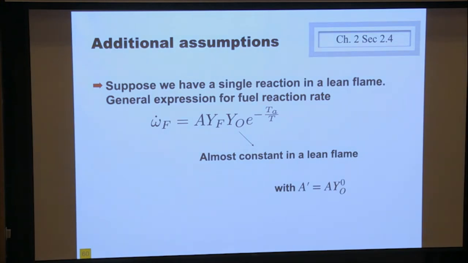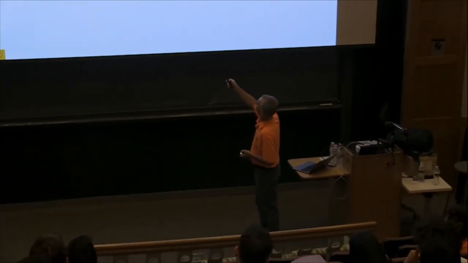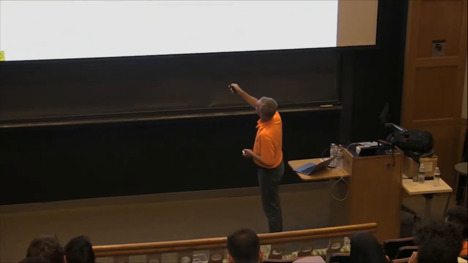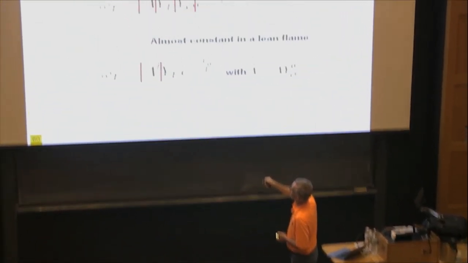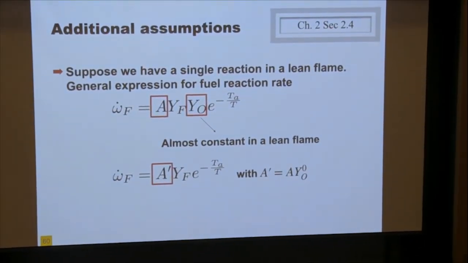The first one is to say that you have a single reaction, fuel plus oxidizer goes to product. And we use a second assumption. We say that this reaction is occurring in a lean flame. That means that in this equation, where I have Y_F, Y_O, there is so much oxygen that I can forget about it and write this as if Y_O were constant. So I just say A' equals A multiplied by Y_O, and I have one constant. By the way, in one page I have eliminated all the species to keep only the fuel. All the other species, I don't need to care about them. They will all be deduced from that.